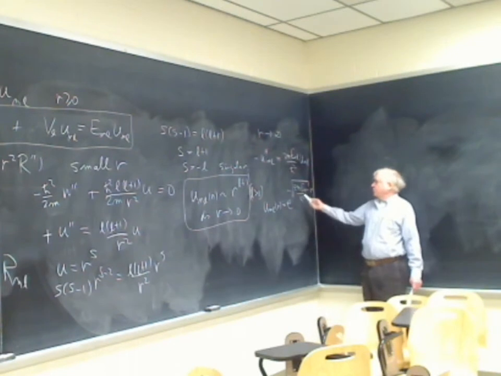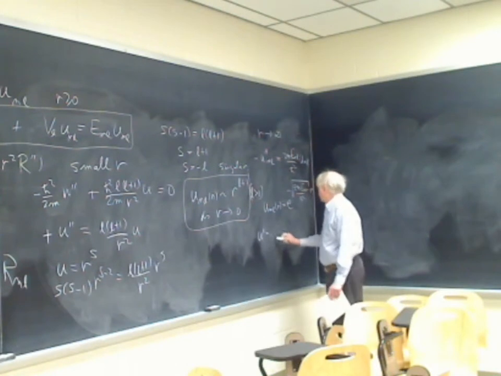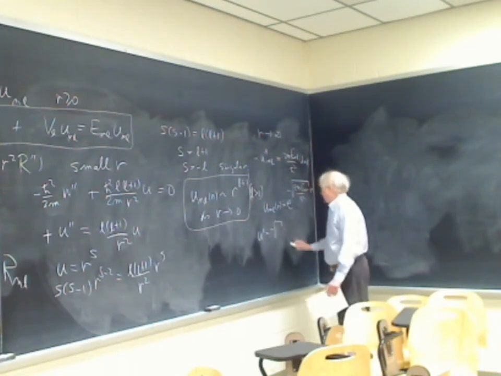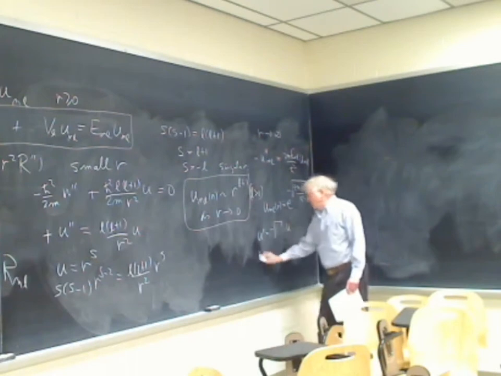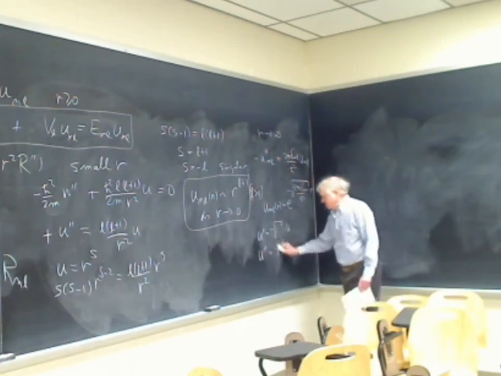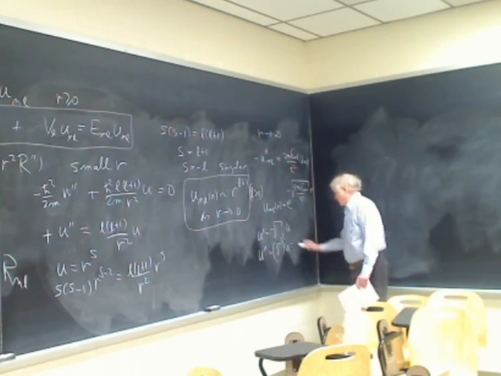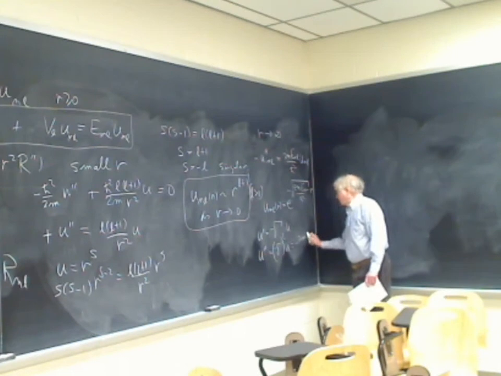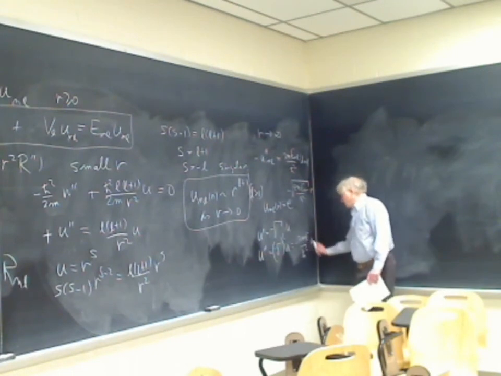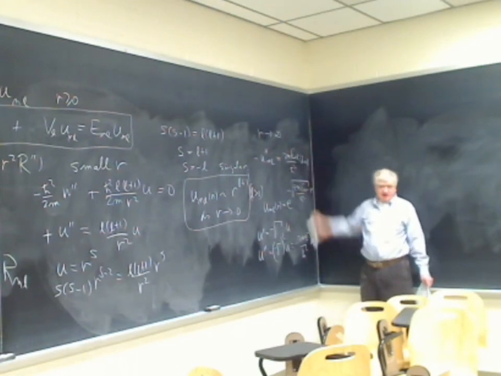You differentiate once, and you get, sorry, let me show you. u prime then is minus the square root times u. u double prime is minus the square root squared times u, which is minus 2m e over h bar squared times u. So that satisfies this equation. It just has a minus sign on the opposite side.